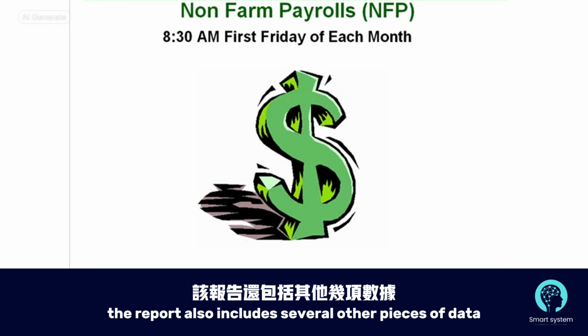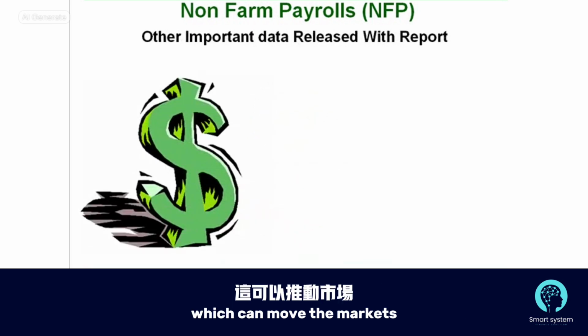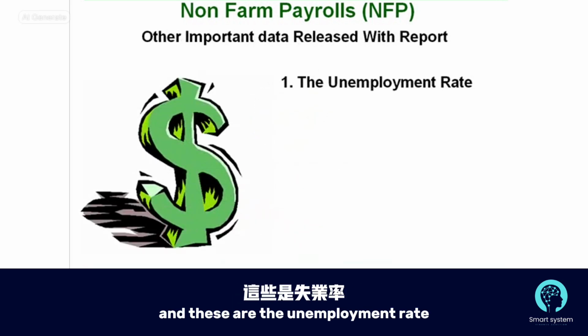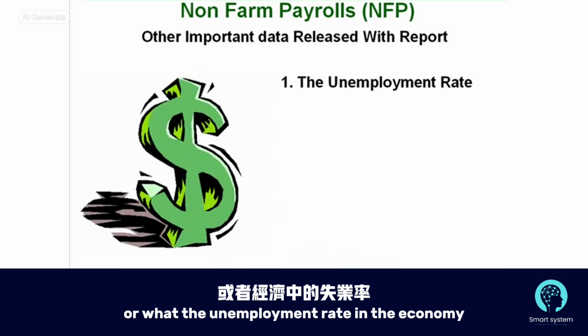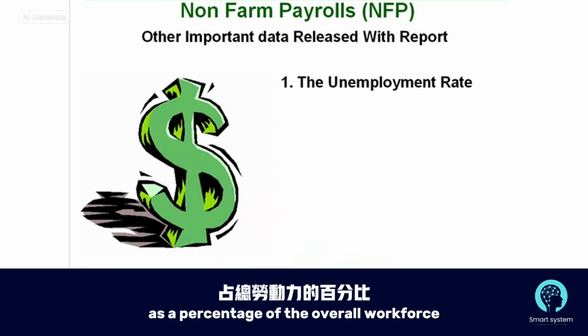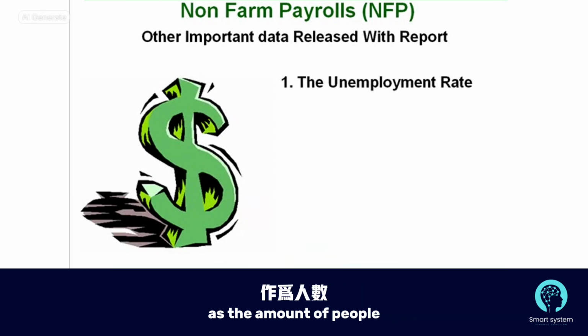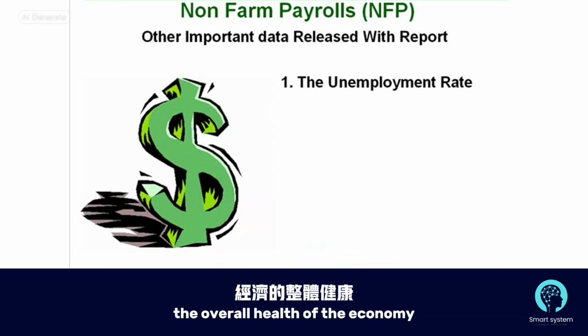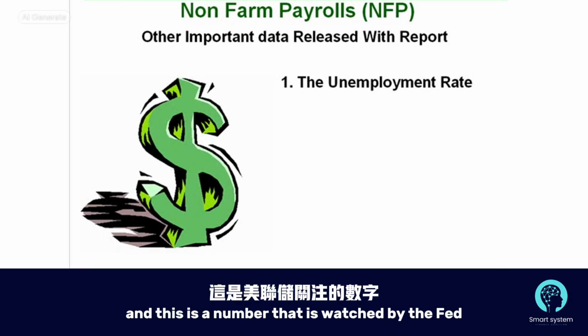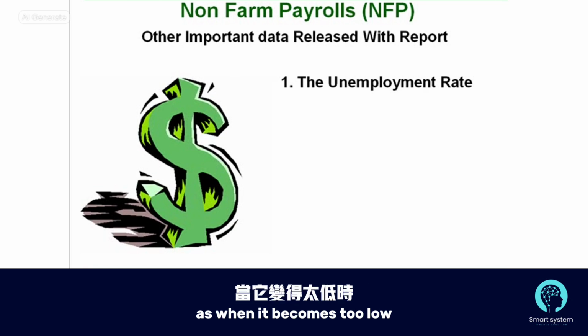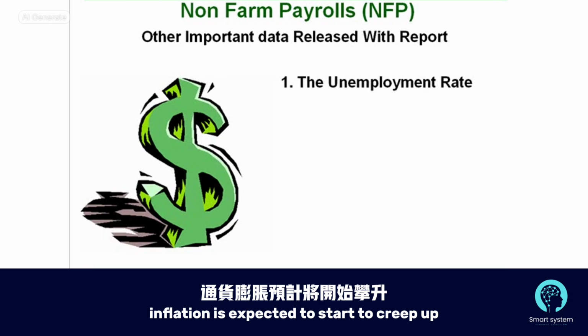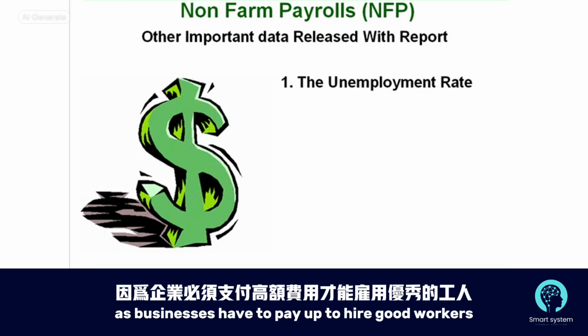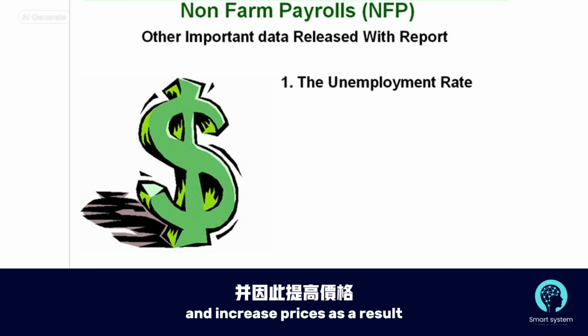The report also includes several other pieces of data which can move the markets. Number one is the unemployment rate, or what the unemployment rate in the economy is as a percentage of the overall workforce. This is an important part of the report, as the amount of people out of work is a good indication of the overall health of the economy, as well as a trend in this. And this is a number that is watched by the Fed, as when it becomes too low, generally anything below 5%, inflation is expected to start to creep up, as businesses have to pay up to hire good workers and increase prices as a result.